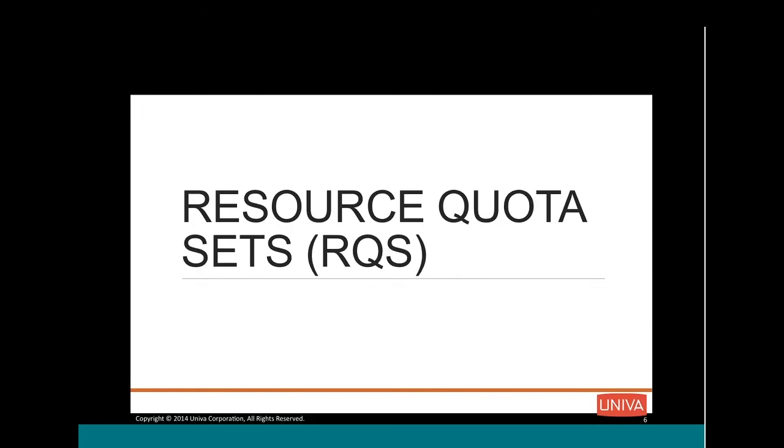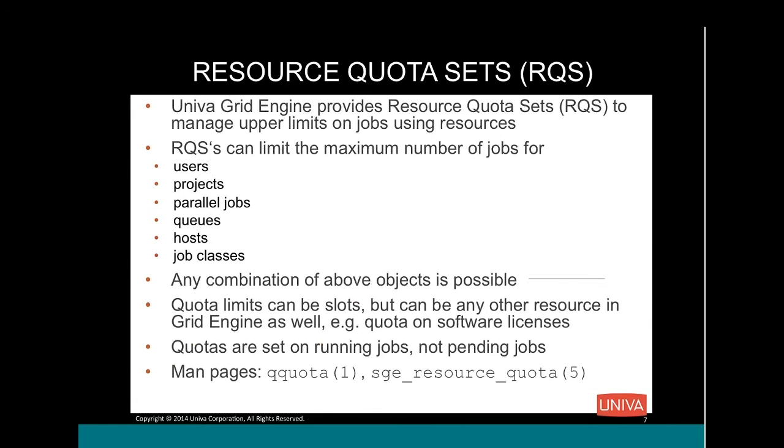So first, resource quota sets. Resource quota sets is a feature that has been in Grid Engine for quite a while. In fact, I believe it was put into the product in 6.2 U5. But there has been certainly a fair amount of confusion about resource quota sets and how to use them. In some cases, it may not have been totally clear how these different quota sets work together. But as you can see from the slide, the goal of resource quota sets is to manage the upper limits of jobs using resources within the cluster.